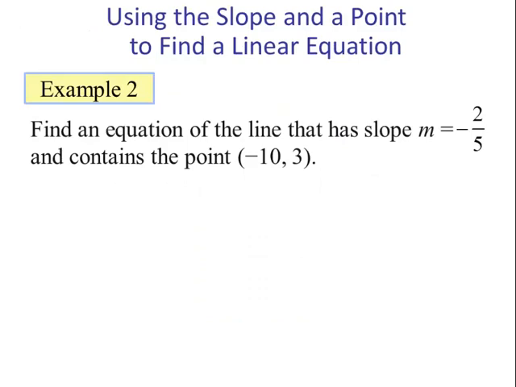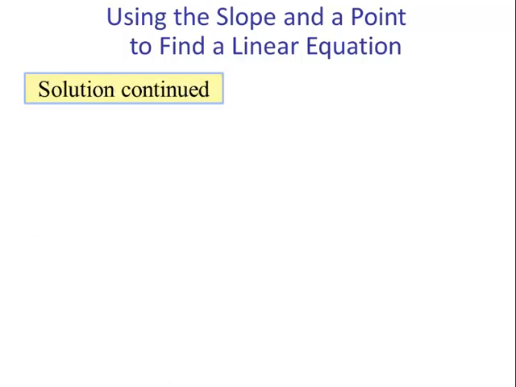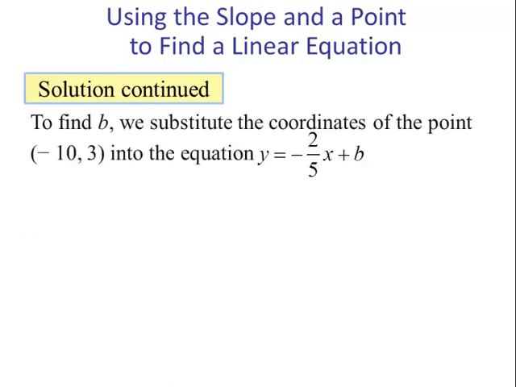Example 2. Find the equation of the line that has slope m equals negative 2/5 and contains the point (-10, 3). Solution: since the slope is negative 2/5, the equation has the form y equals negative 2/5 x plus b. Next we find b. We substitute the coordinates of the point (-10, 3) into the equation y equals negative 2/5 x plus b. Again, this is our x, this is our y coordinate. So substituting 3 for y and negative 10 for x, we have this equation.